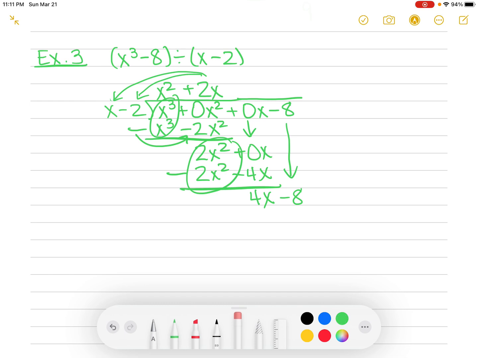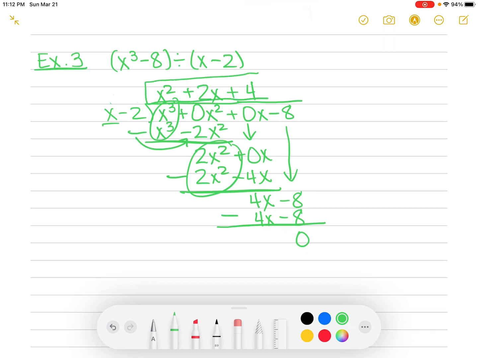My last part is x goes into 4x 4 times, so I put plus 4. It's going to give me 4x minus 8, and I need to subtract both of these. Well, this one came out with no remainder. Everything worked out right, and so this is my answer: x squared plus 2x plus 4.